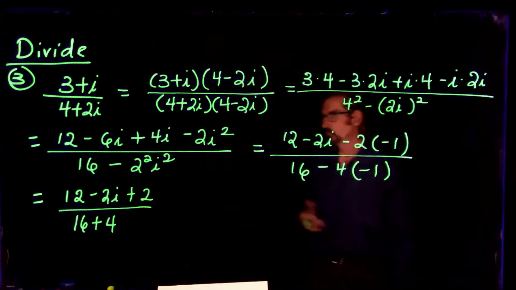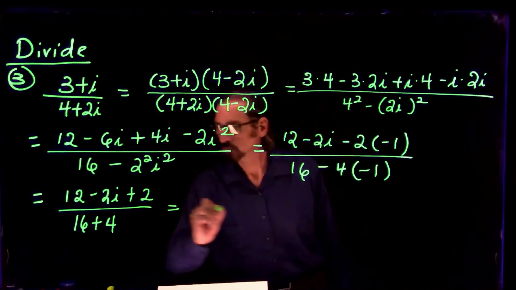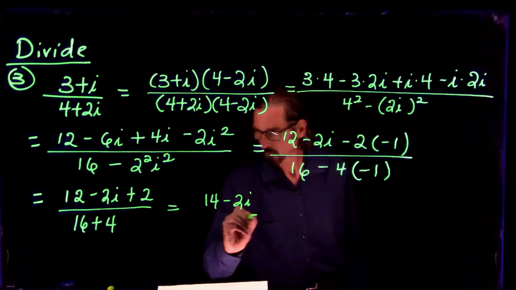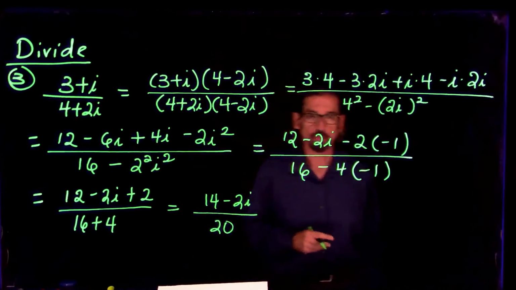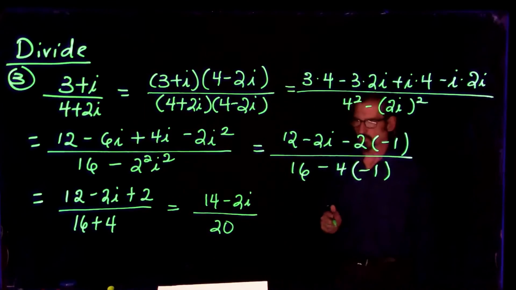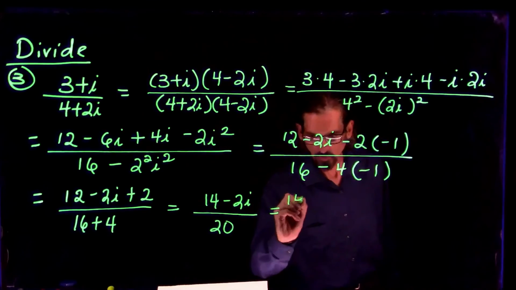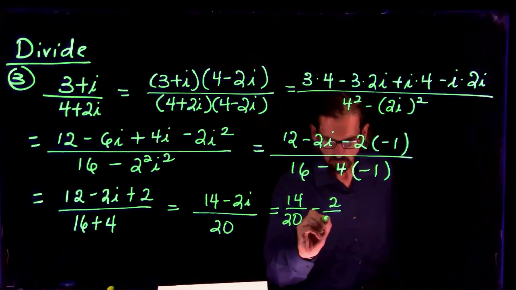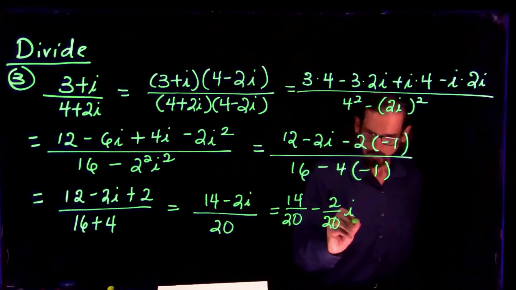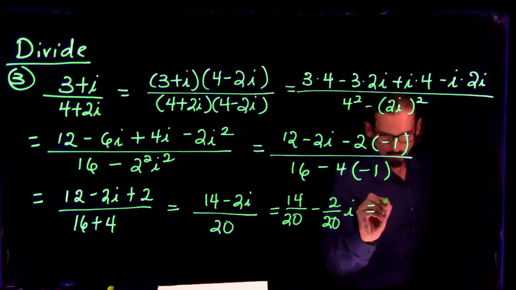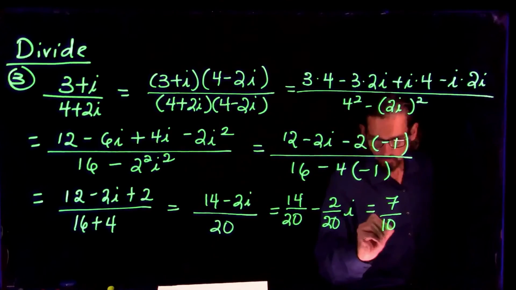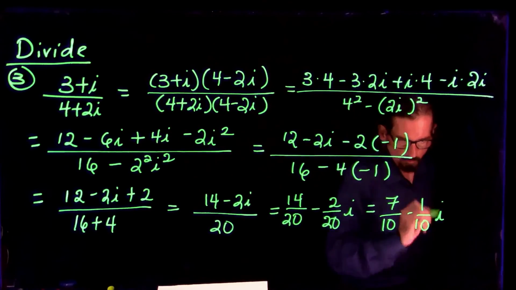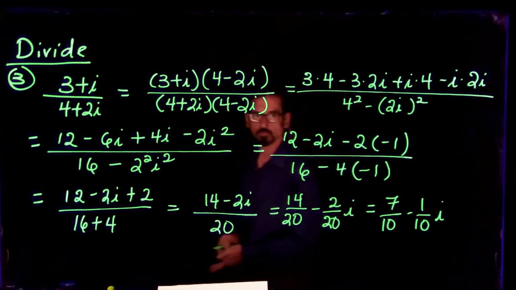Combining the like terms, real parts. And then distributing that division by 20. Reducing where we can, top and bottom by 2. We've got 7/10 plus 1/10 times i.